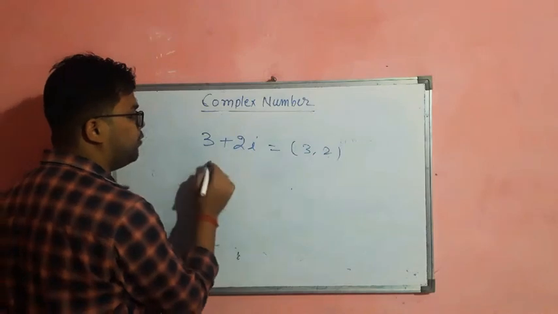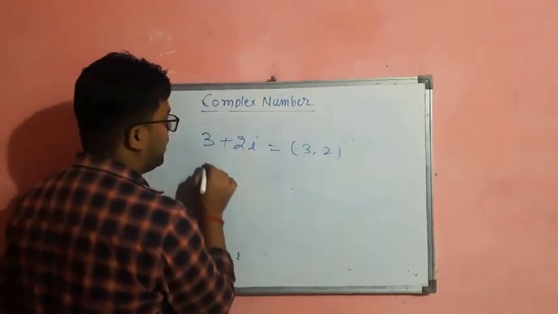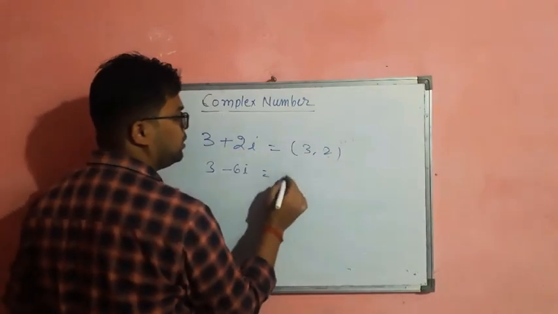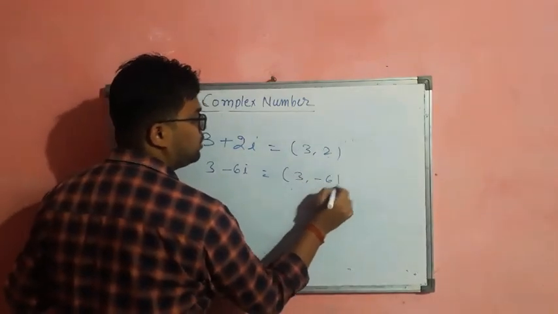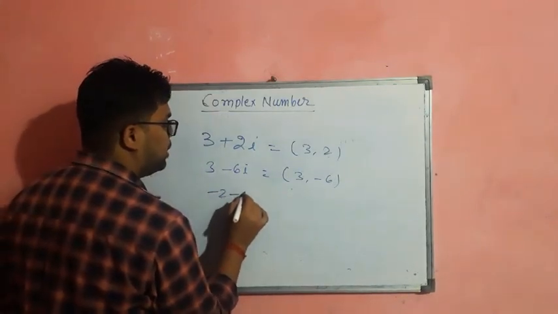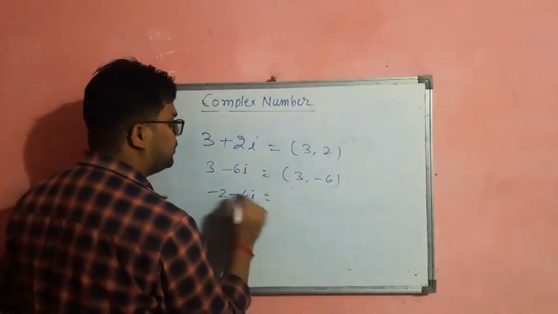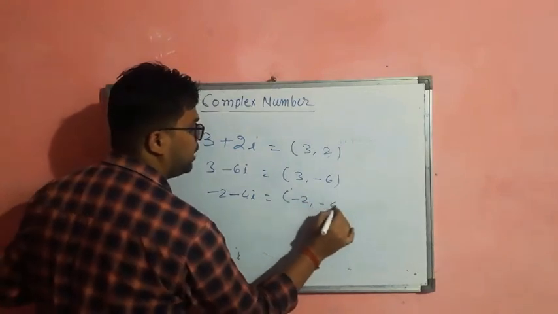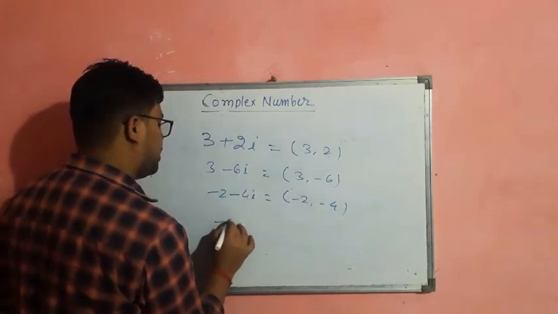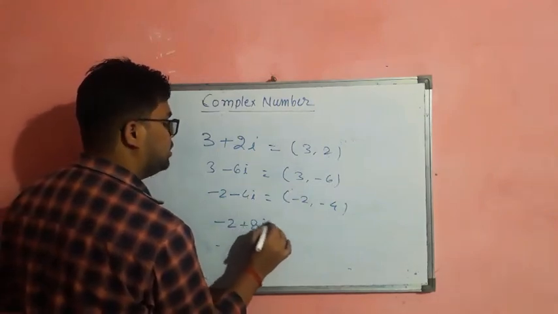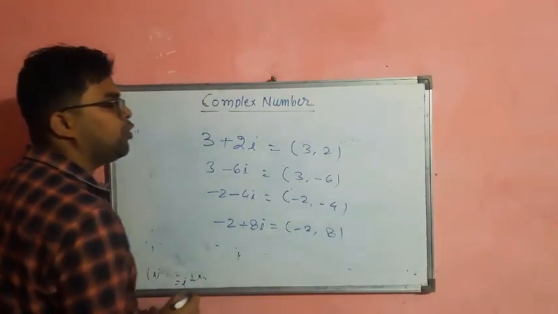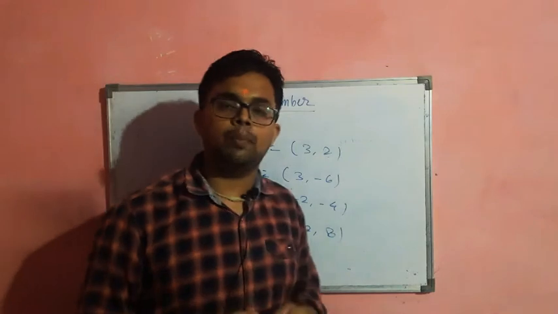Similarly, if I ask you the ordered pair of 3 minus 6i, it will be 3 and minus 6. The ordered pair of minus 2 minus 4i will be minus 2 and minus 4. And the ordered pair of minus 2 plus 8i will be minus 2 and 8. In this way you can find the ordered pair of any complex number.